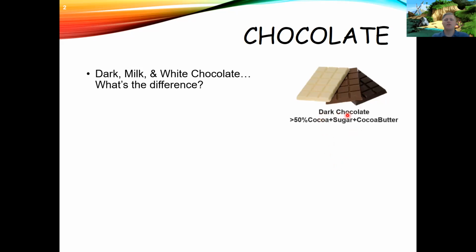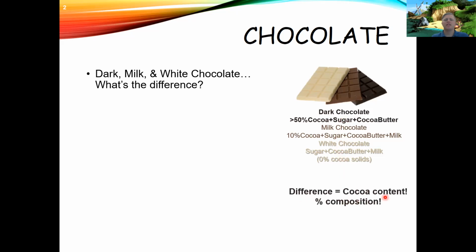Well, it turns out in dark chocolate, you have more than 50% cacao coming from the cacao bean. And then you've also got some sugar and some cocoa butter. With milk chocolate, you've only got about 10% cacao, and you've also got sugar, cocoa butter, and milk. And then for white chocolate, you actually have no cacao. It's not really chocolate. You do have some cacao butter in there, but you also have then sugar and milk. So the big difference in these different types of chocolate is really the percent of cacao that's in there.